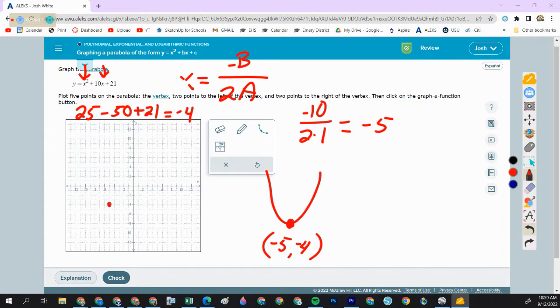And then we just follow the rules of parabolas. In this case, the leading coefficient is a 1, which means it's a regular shaped parabola. And I need to graph 5 points, so I go over 1, up 1, over 1, up 1, then over 2, up 4, and over 2, up 4. And then ask Alex to graph that by pushing the graph button. Everybody understand that? So the x portion of the vertex is always found at negative b divided by 2a.